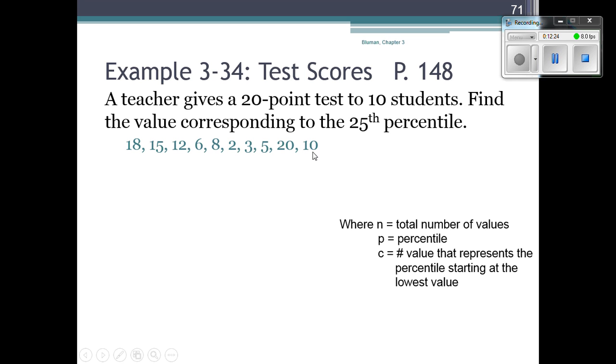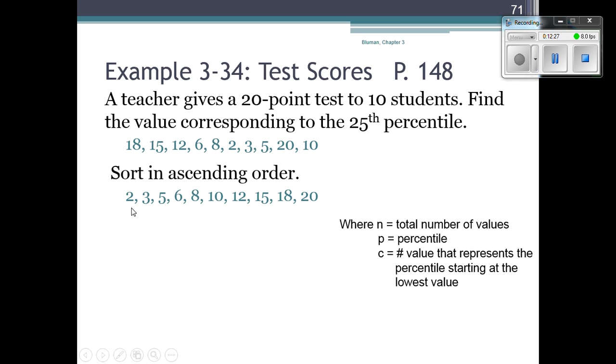So here's the same data. Again, we're going to put them in order from least to greatest. We're going to use this formula that figures it out. So make sure you put this formula in your notes. C is going to be that value that represents the percentile you're looking for. N is how many total values or total pieces of data there are. And P is the percentile that you're looking for. So we're looking for the 25th percentile. N is 10 pieces of data. P is 25, the 25th percentile. We divide that by 100. So we got 250 divided by 100. That gives us 2.5.